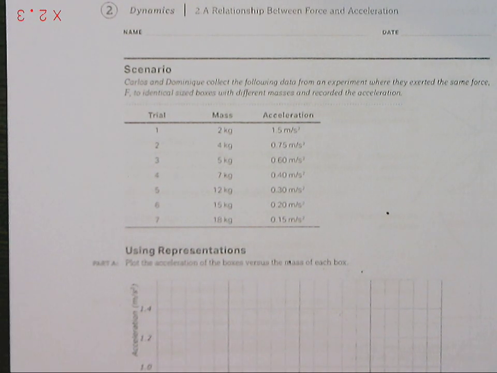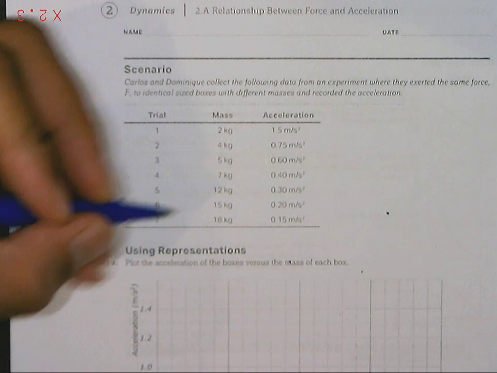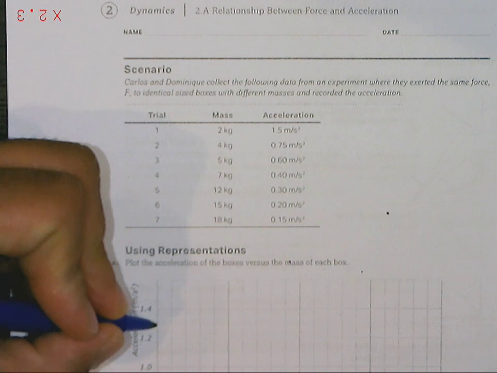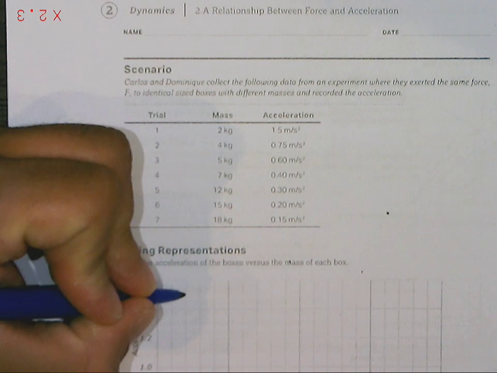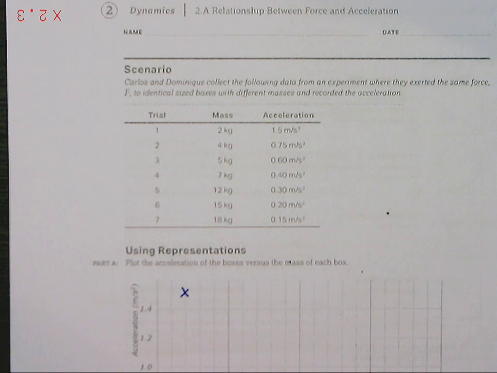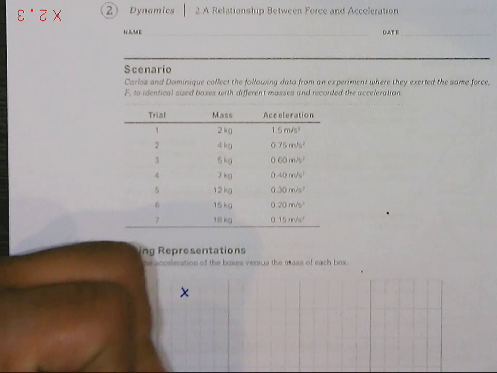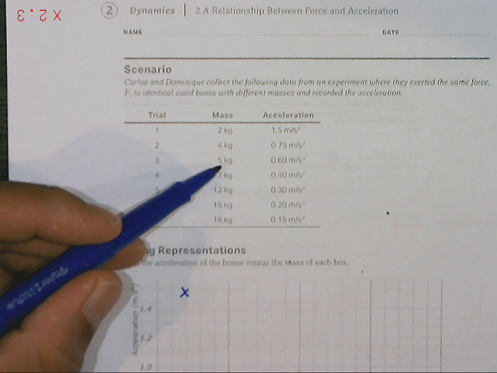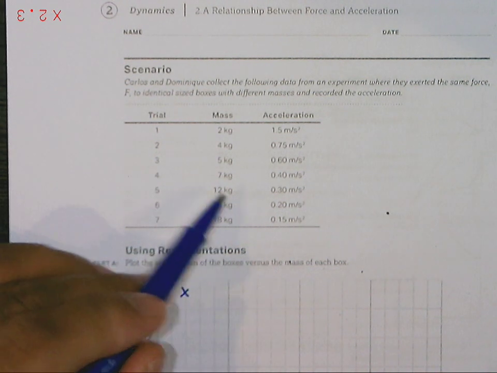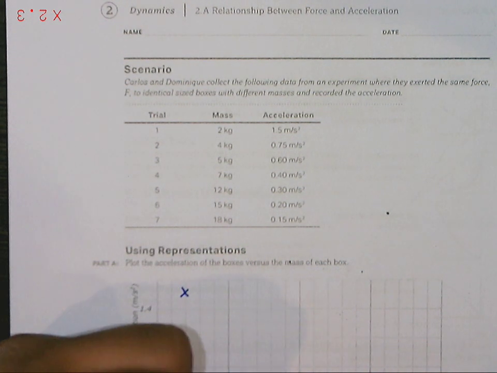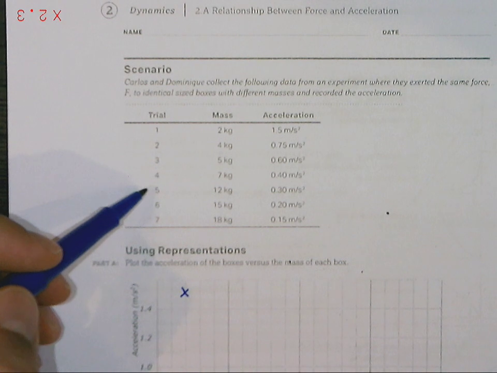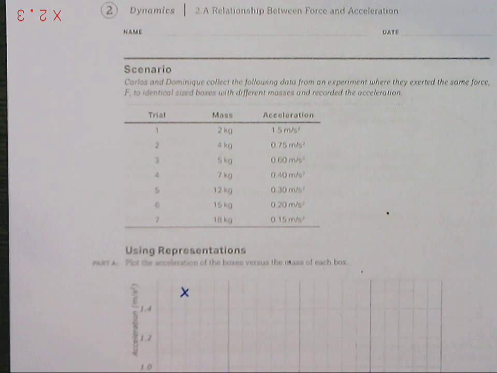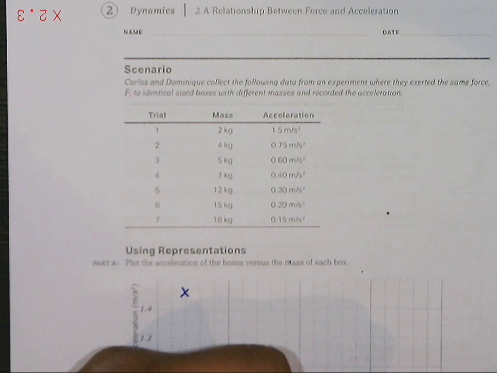As you can see, masses on the x-axis, accelerations on the y. At 2 kg, it's 1.5, at 4 kilograms, 0.75. At 5 kg, it's 0.6. At 7 kg, 0.4. At 12 kg is 0.3.